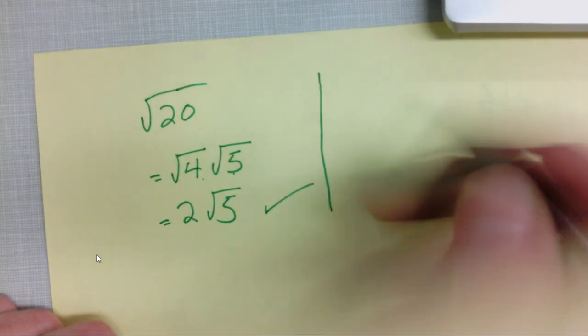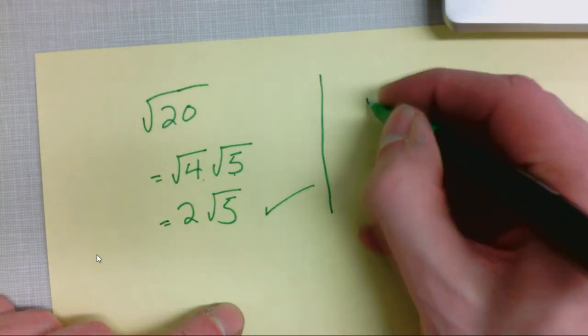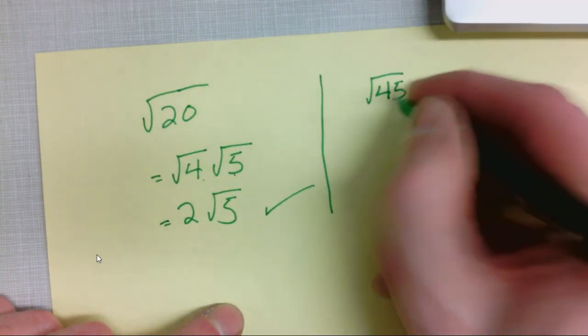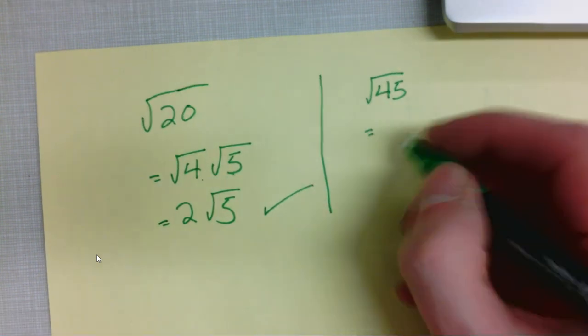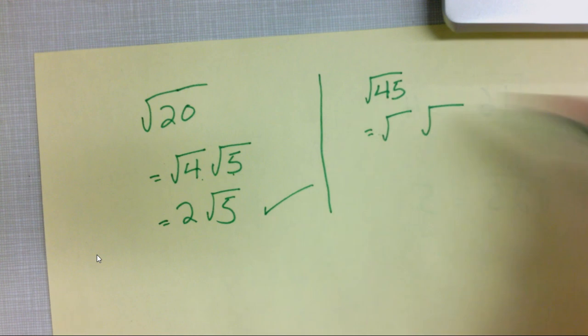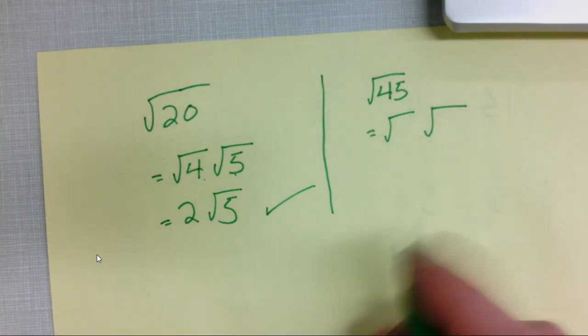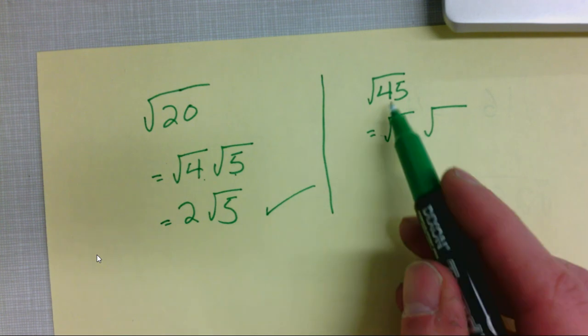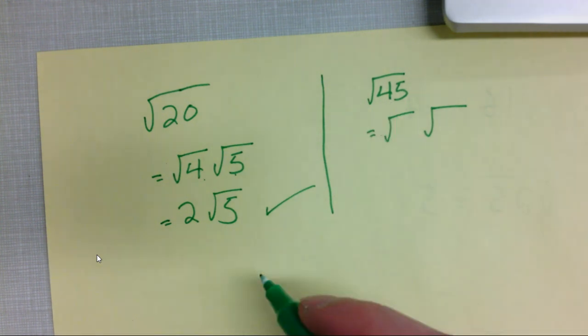How do we do that? What am I thinking about as I do this? So let's pick another example. So let's look at root 45. So I want to factor or break apart this into a product of 2 square roots. But what I need is one of these roots to be a perfect square. So what I'm trying to do is pull out perfect square factors from the radicand, which is the number under the square root.